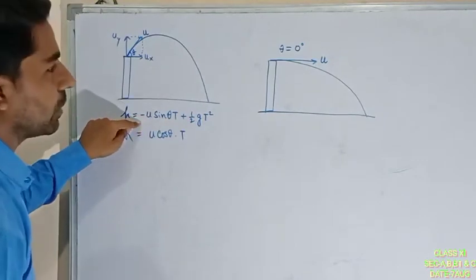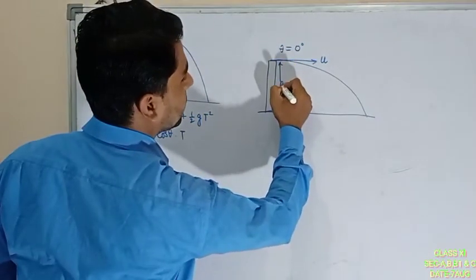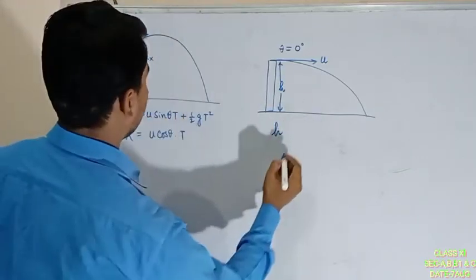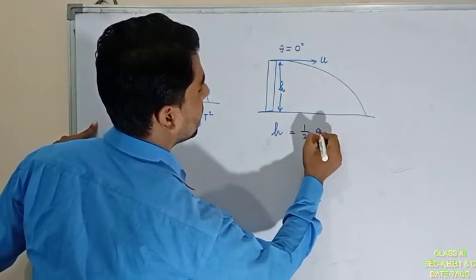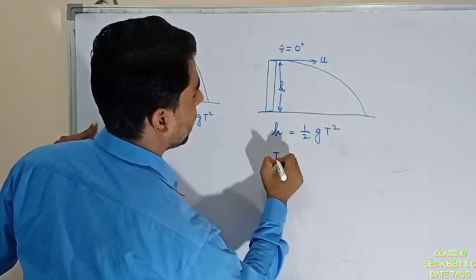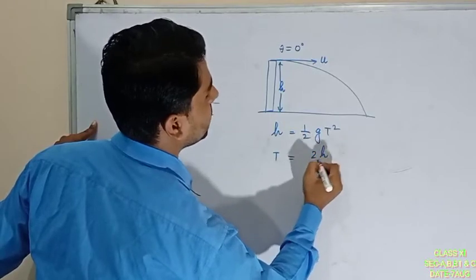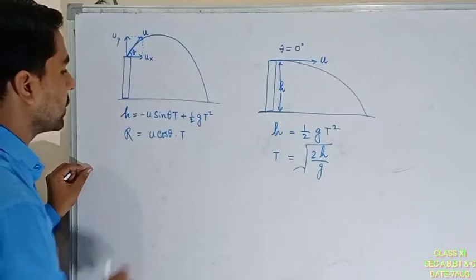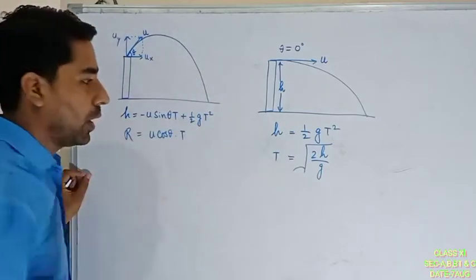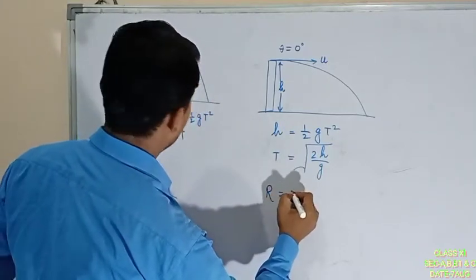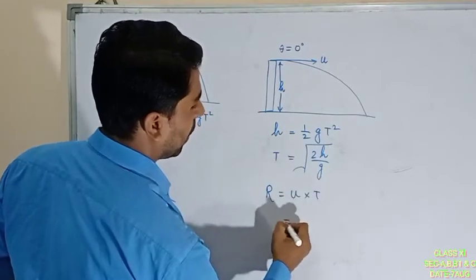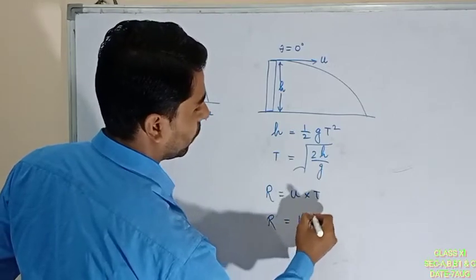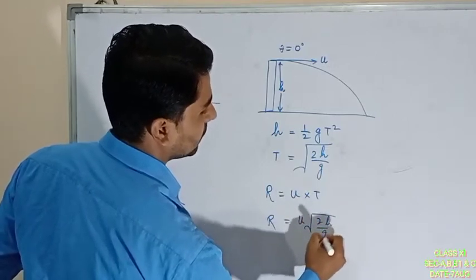What will you get? If the height of the tower is again the same, nothing is changed here. So h is equal to, see here, put theta 0, sine 0 value 0, h is equal to only half g t square, which means the time of flight we can calculate is the square root of 2h upon g. And what about the range? Cos 0 value 1, means R is equal to u into capital T, and T has an equation right now, so R is equal to u under root 2h upon g.